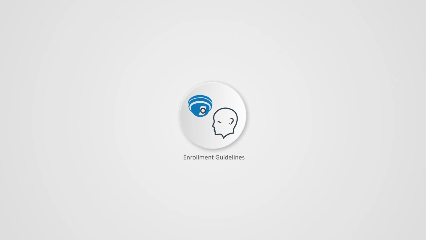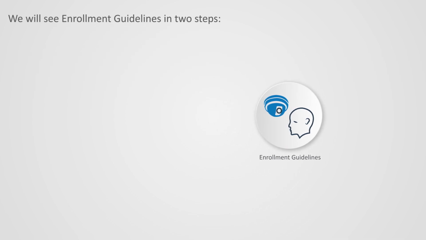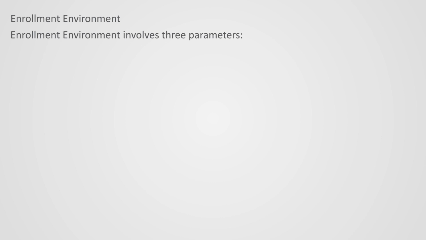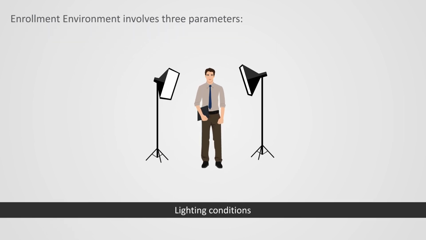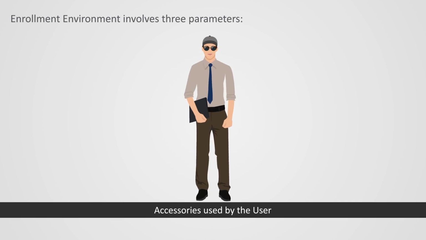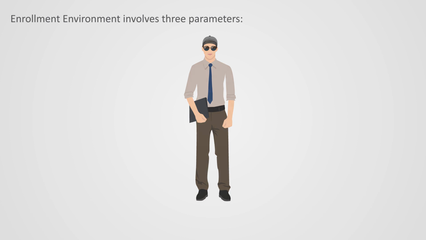Enrollment guidelines. We will see enrollment guidelines in two steps: 1. Enrollment environment, and 2. Enrollment methods. Enrollment environment. Enrollment environment involves three parameters: 1. Lighting conditions, 2. User background, and 3. Accessories used by the user.